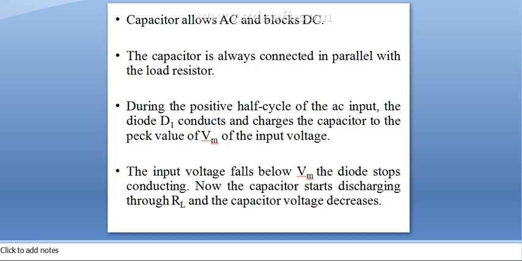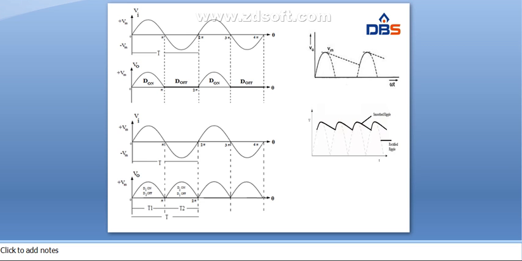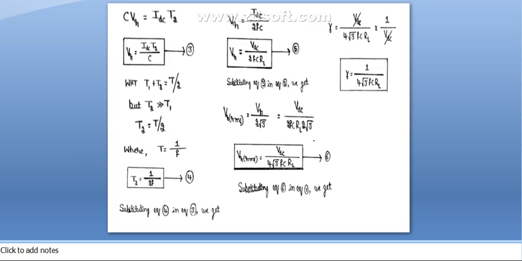During the positive half cycle of the input, the diode D1 conducts and charges the capacitor to the peak value of V maximum. When the input voltage falls below V maximum, the diode stops conducting. Now the capacitor starts discharging through the RL and the capacitor voltage decreases. The discharging continues until the diode D2 starts conducting again in the next half cycle and charges the capacitor. This is about the capacitor filter, and the ripple factor is 1 by 4 root 3 f C RL.